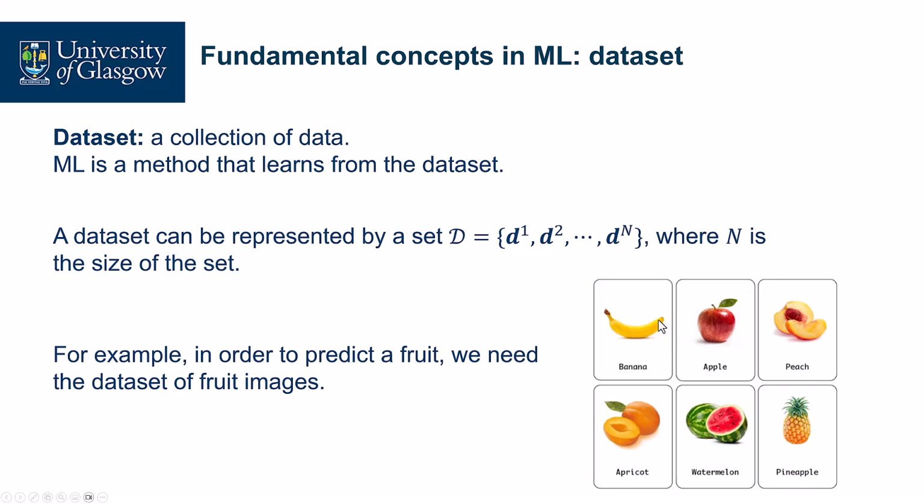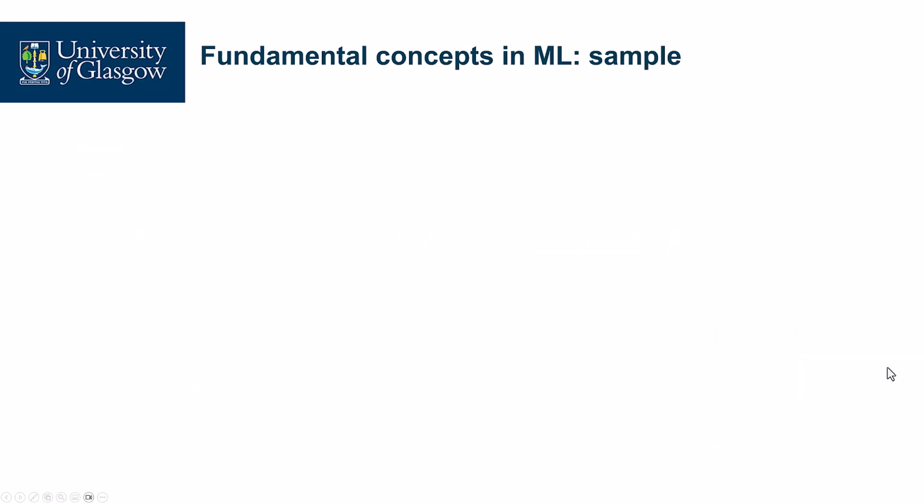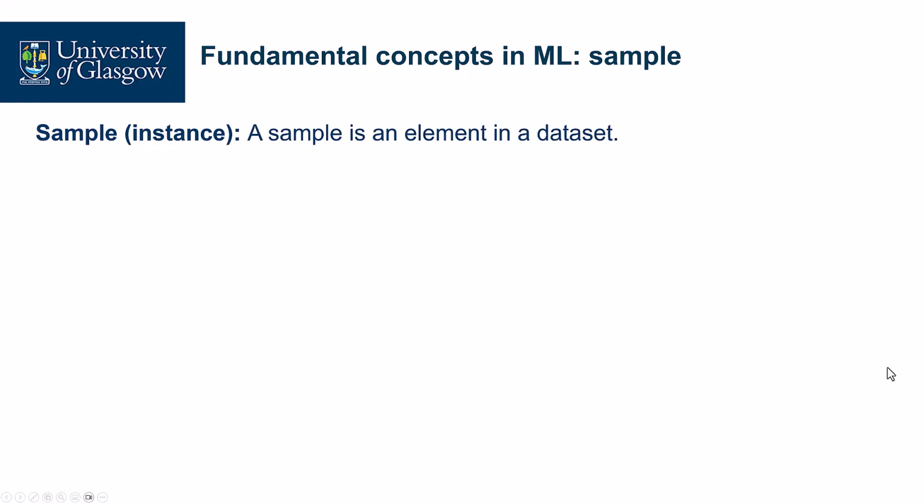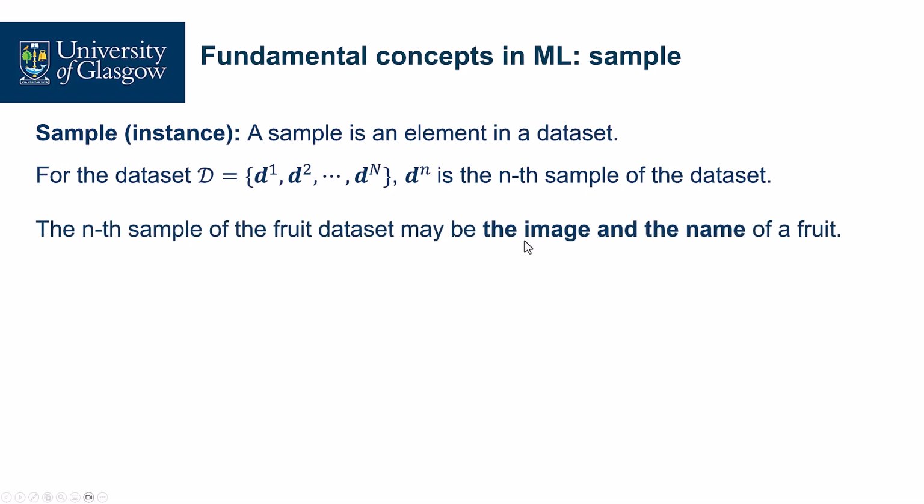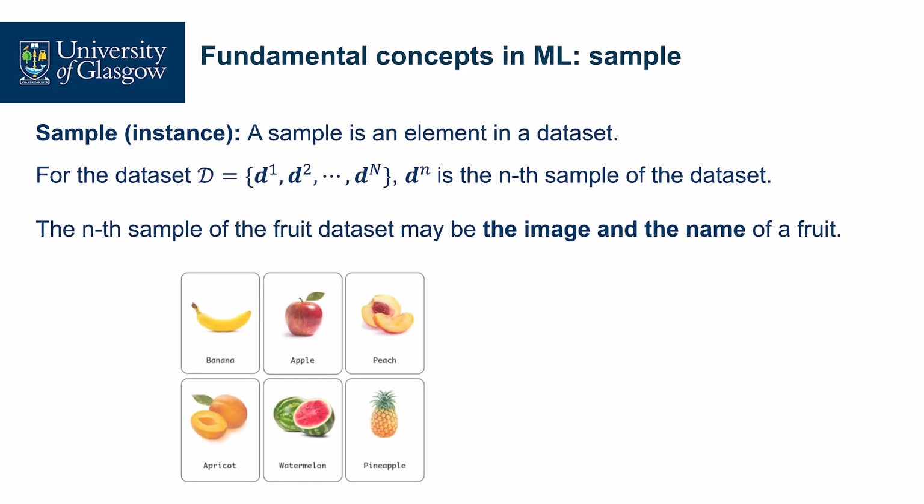For each element in the data set, we call it a sample. So a sample is an element in the data set. Given this data set, D1 to Dn, Dn is the nth sample of the data set. In this particular example, a sample of a fruit is an image and its name. We can see here is an image, and its name together. We call this a sample, right? So now we know the data set and sample.